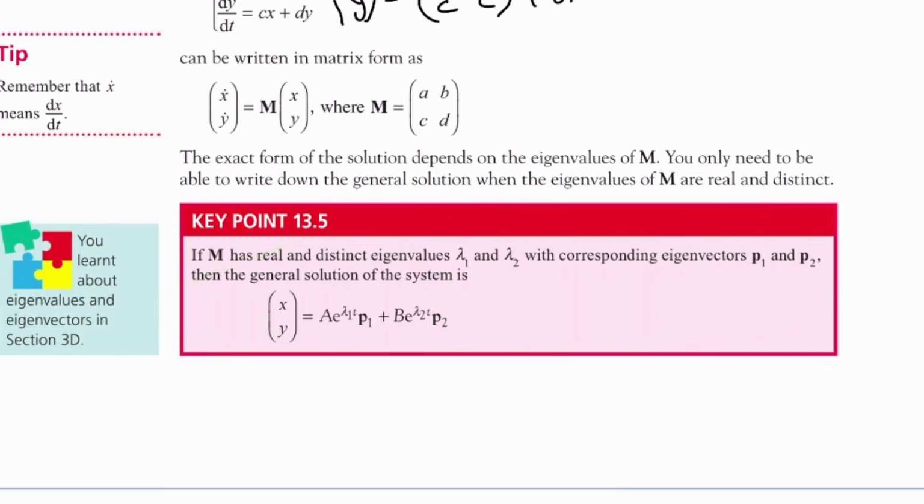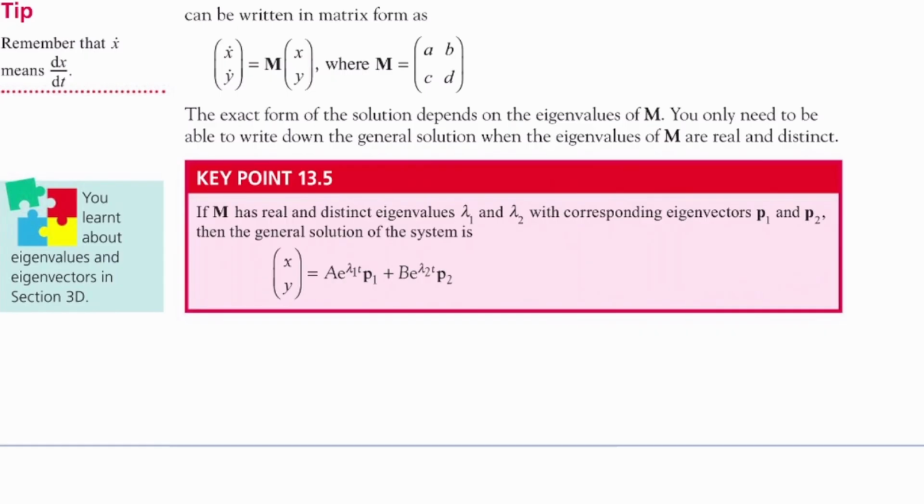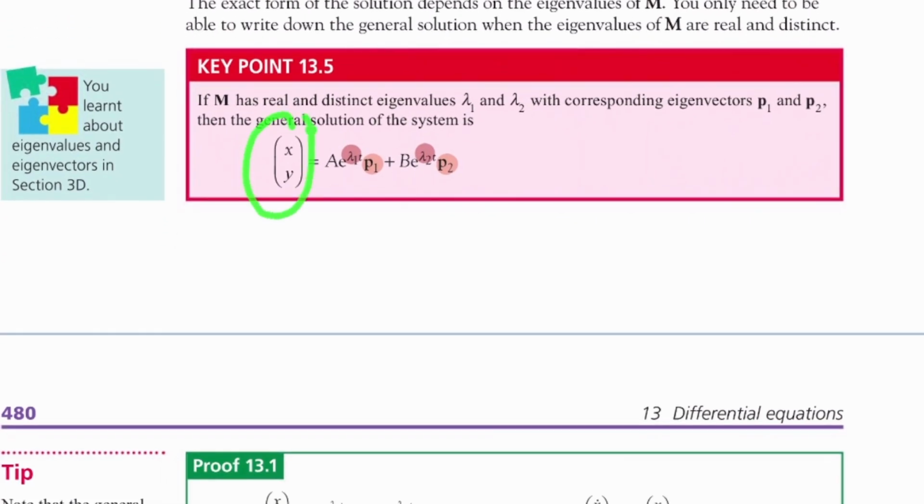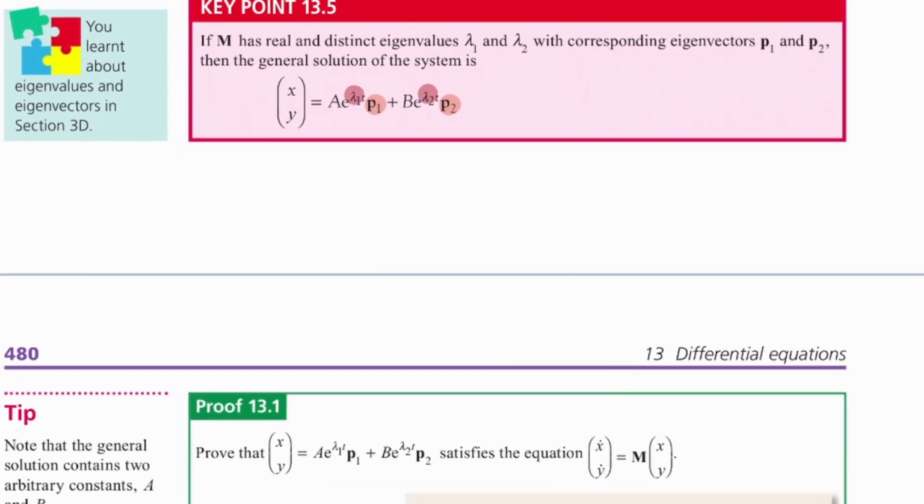This rule is given in the formula booklet. You don't have to memorize it. M is the coefficient matrix, these are the eigenvalues, and P1 and P2 are the eigenvectors. What are A and B? A and B are just coefficients, so you will keep them as A and B. You will not touch them. And this is our general solution.